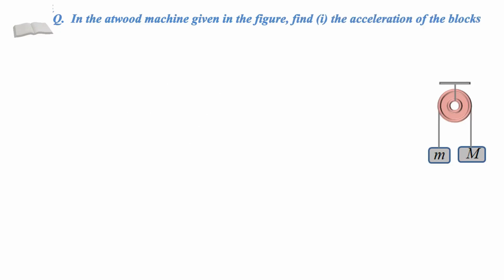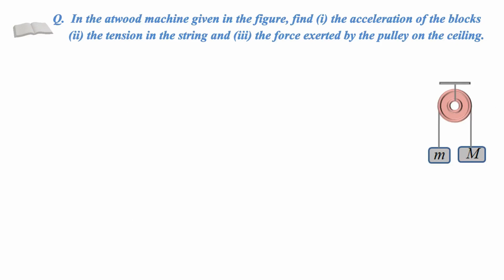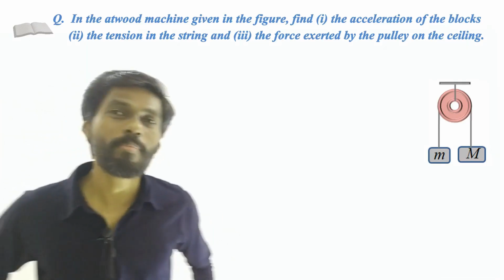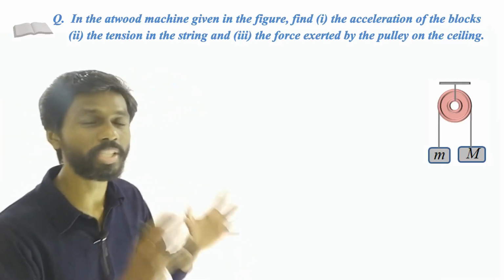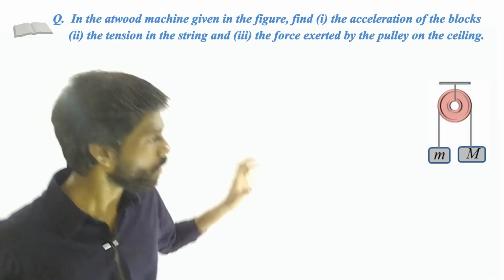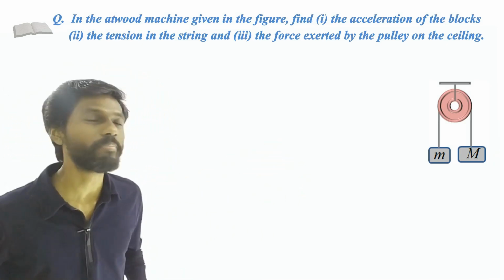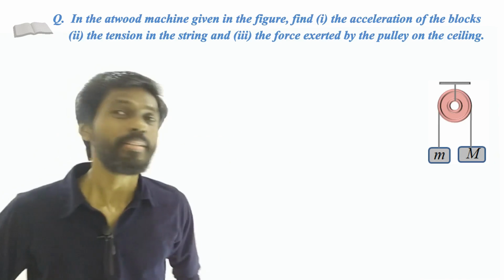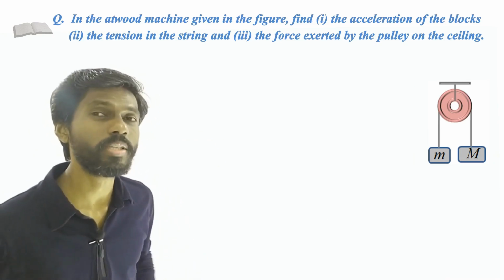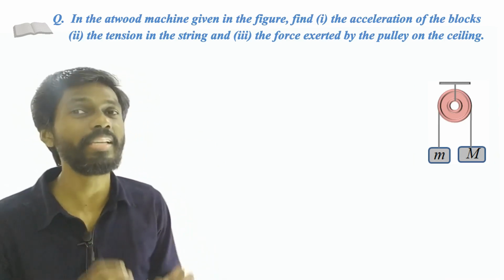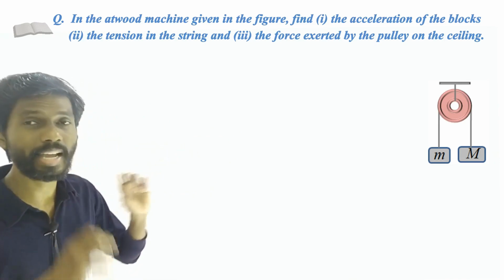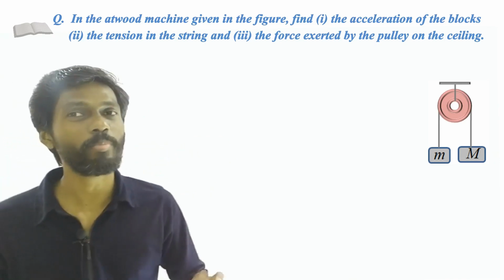In the Atwood machine given in the figure, find the acceleration of the blocks, the tension in the string, and the force exerted by the pulley on the ceiling. See, this simple pulley block system is also called by the name Atwood machine, though we don't use the term much. These two blocks are attached to the two ends of the string and the string is placed over this pulley. See, even without it being mentioned in the question, you have to assume that the pulley is ideal. That means it is a massless and smooth pulley. In this chapter, all the pulleys are ideal.